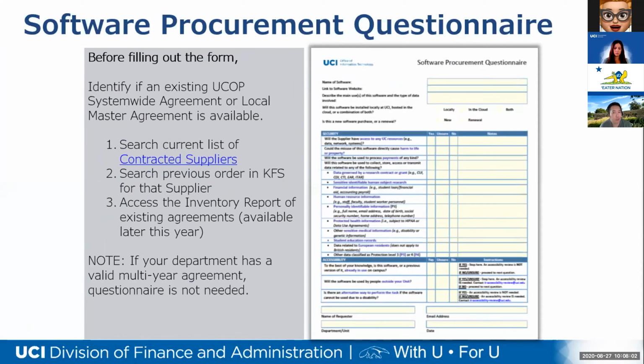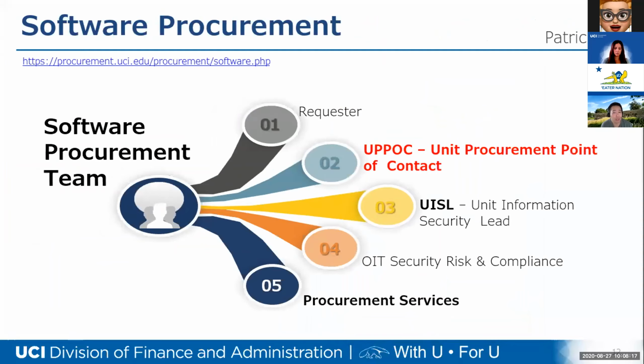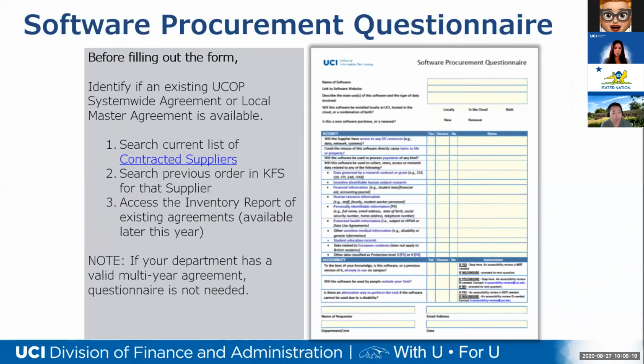This new questionnaire was designed to provide us with additional information as to what's being purchased, what the software does, what type of data is being shared or stored, whether or not the supplier has access to our network or data, and the list goes on. All of these questions are really designed to help us assess the risk involved with the purchase. In addition, it helps us to determine who else needs to review the software and whether or not an agreement is ultimately needed.